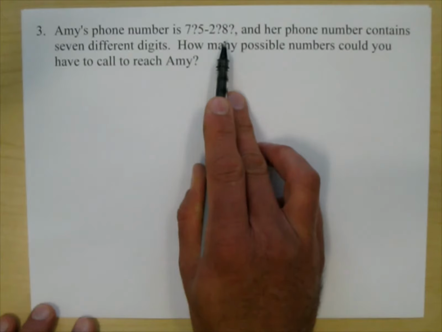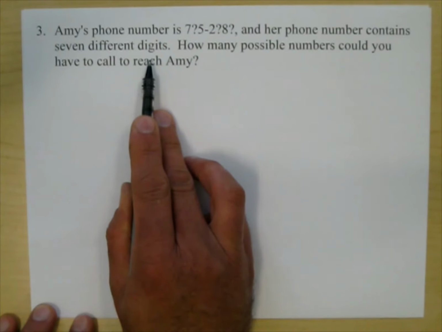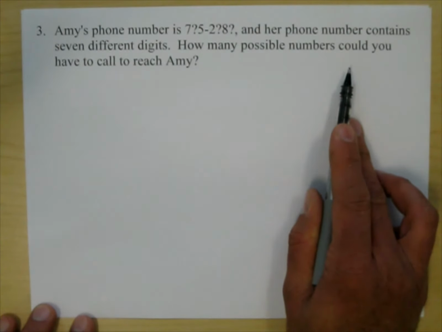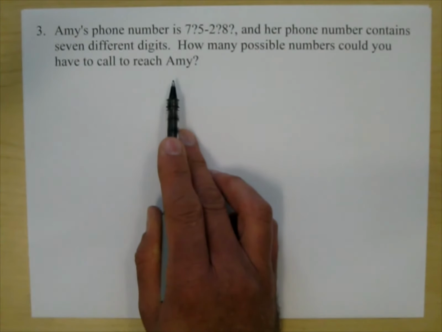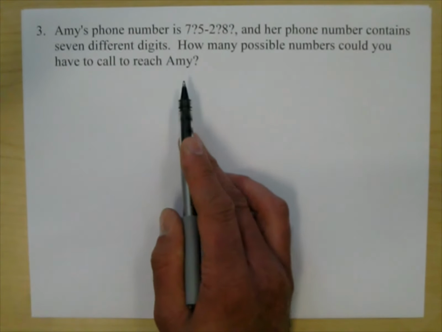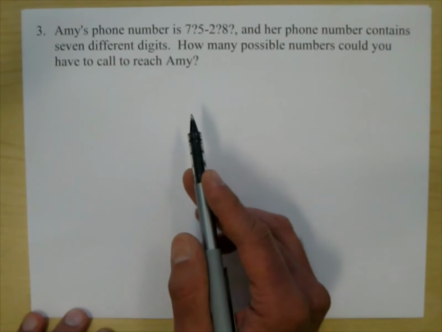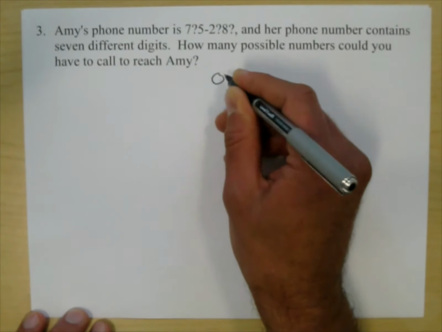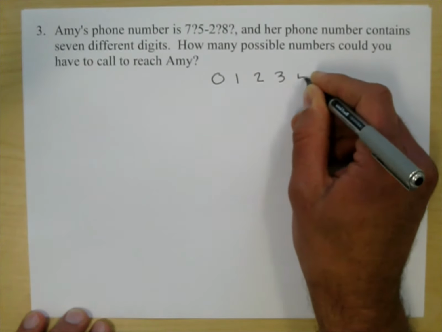But one thing he remembers is that her phone number contains 7 different digits. How many possible numbers does this guy have to call to reach Amy? Maybe he'll get it on the first try, or maybe, if Murphy's Law has its way, he might have to call a lot of numbers. So here are some of the digits you would use for phone numbers.